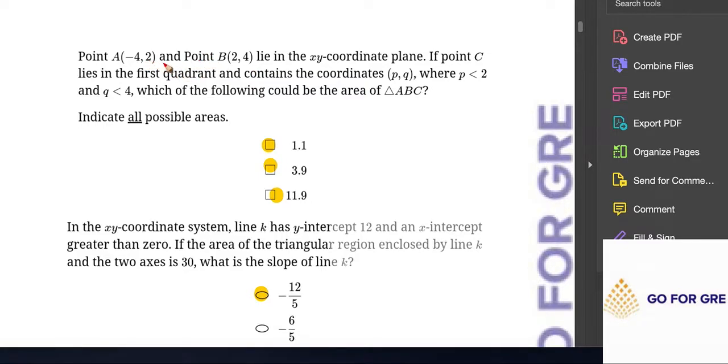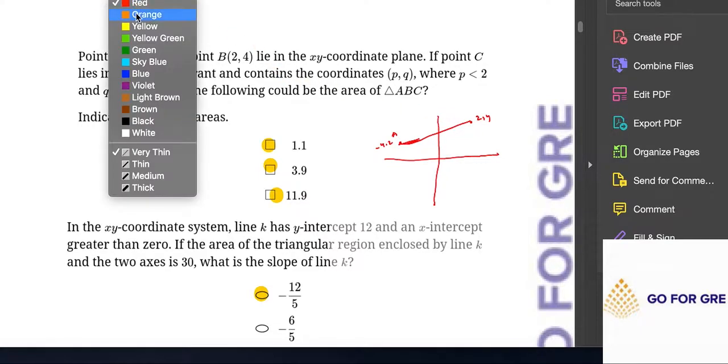Points (-4, 2) and (2, 4) lie in the xy coordinate plane, and point C lies in the first quadrant. I think by drawing a coordinate plane it will be easy to understand. Let's say point B is (2, 4) and point A is (-4, 2). So let me connect these points.